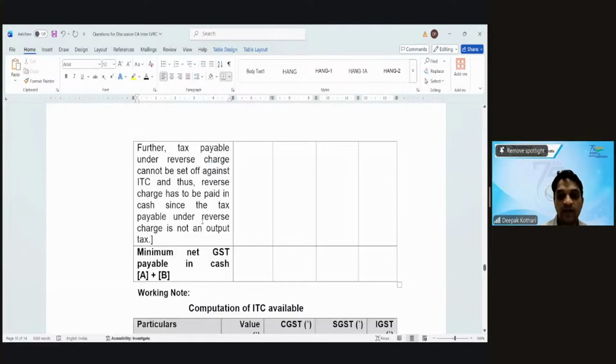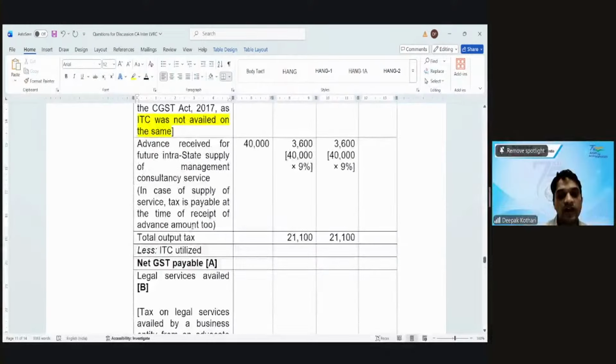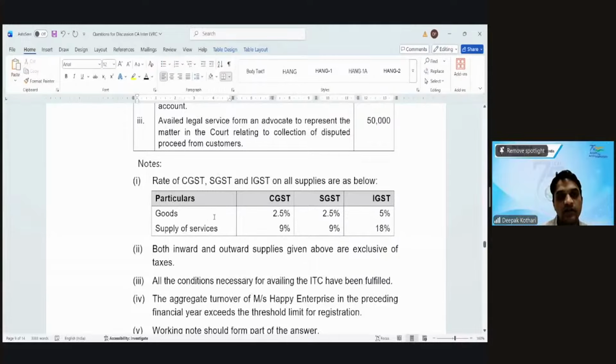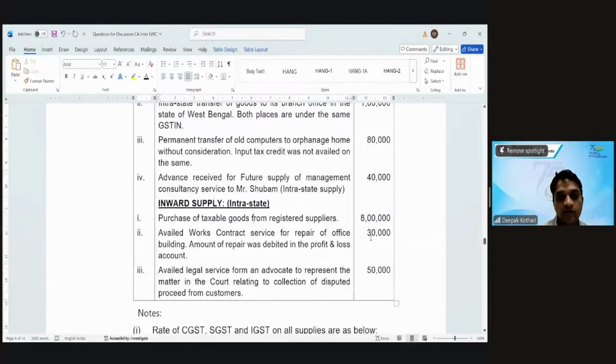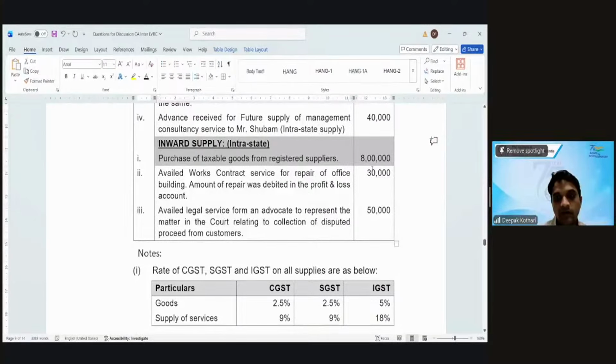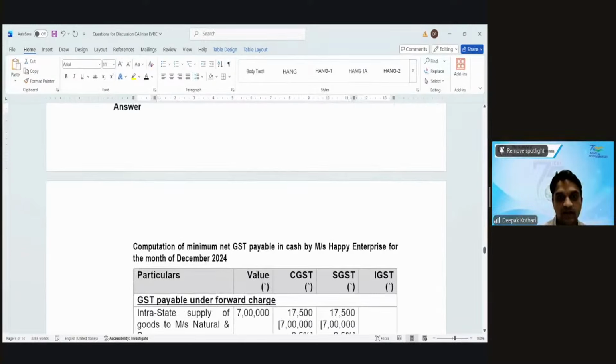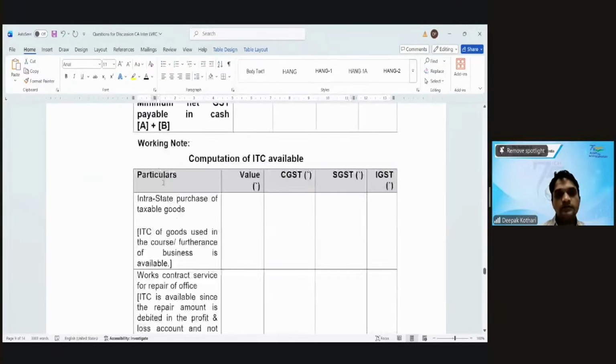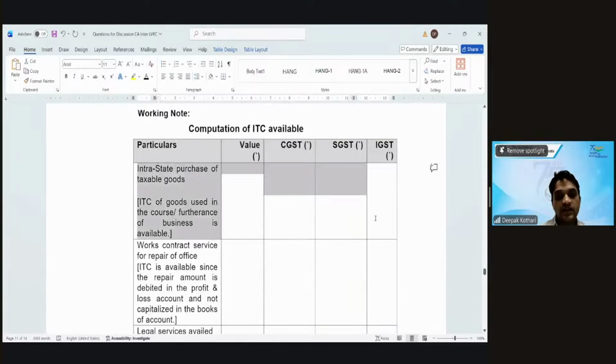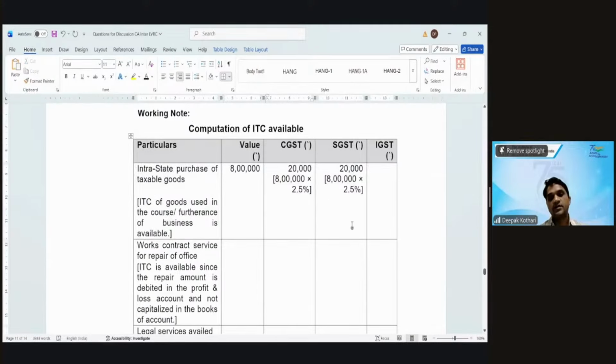Okay. Now ITC utilized, how will we know? By having a working for that, right? Now, how much is the ITC available? It is easy here. Purchase of taxable goods from registered person. This is intra-state. So it means on 8 lakh of goods, 2.5% CGST and 2.5% SGST. Intra-state purchase of taxable goods value is 8 lakhs, 2.5% each.